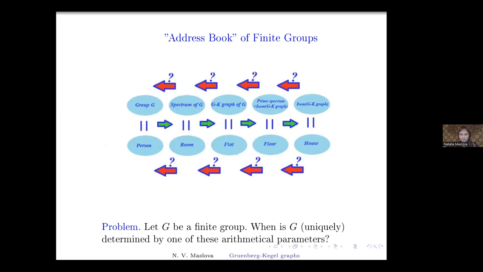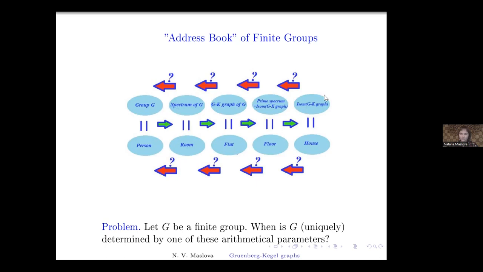Assume that we are living in a magic galaxy where citizens are finite groups and their addresses are some arithmetical parameters. Assume that a finite group is a person, and its spectrum is the number of its room in the flat. Its Gruenberg-Kegel graph is defined by its flat and prime spectrum, plus the isomorphism type of its Gruenberg-Kegel graph, its floor, and the isomorphism type of its Gruenberg-Kegel graph, its house. So they have a complete address book.